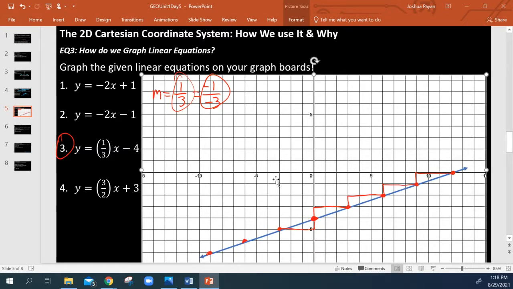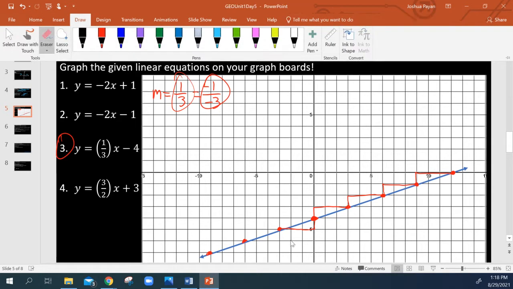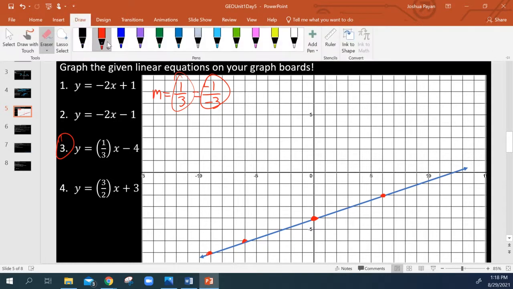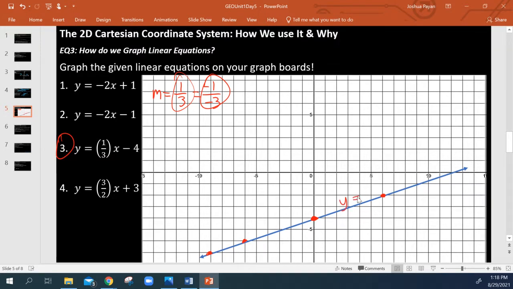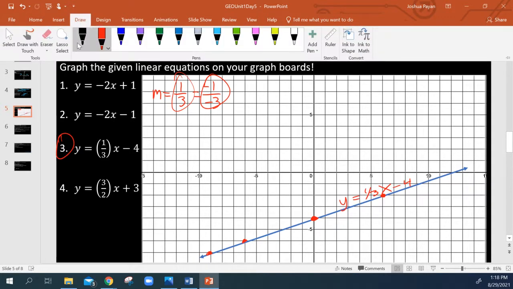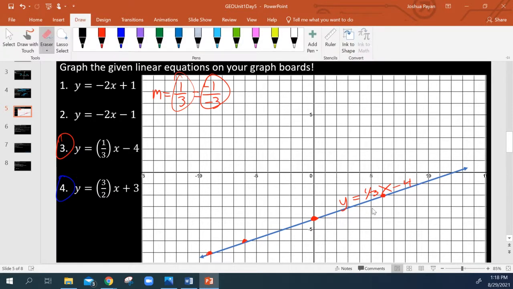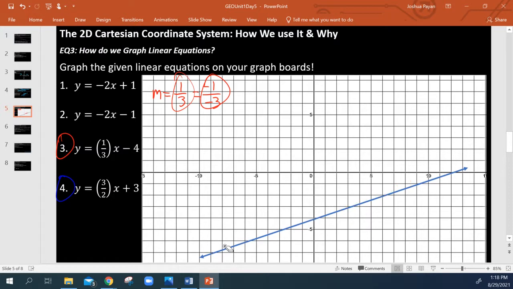Okay, so we see something here. Positive slopes tend to go upwards from left to right, and negative slopes go downwards from left to right. So nifty trick to remember there. But anyway, this would be y equals 1/3 x minus 4. Okay, and last example, y equals 3/2 x plus 3. Doing that one in blue, apparently.